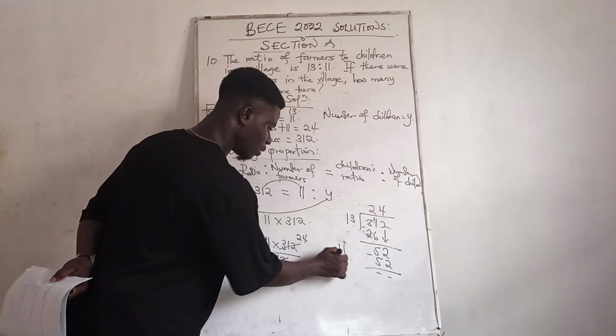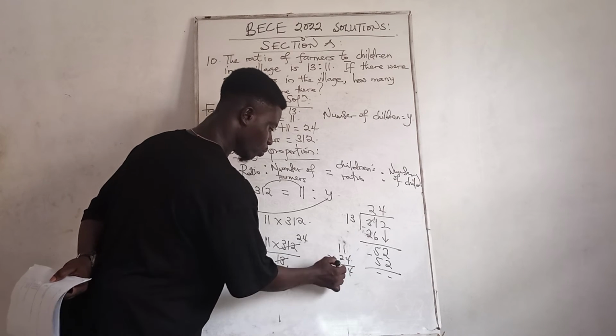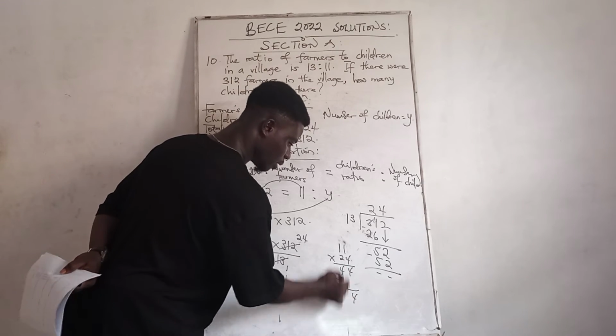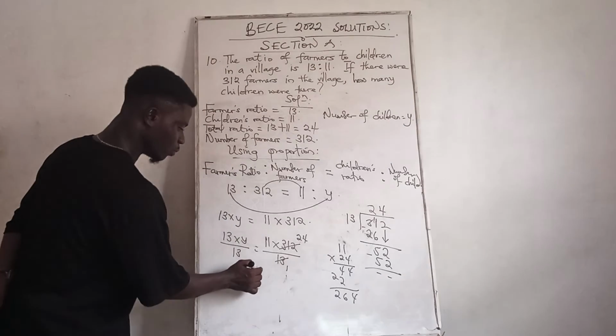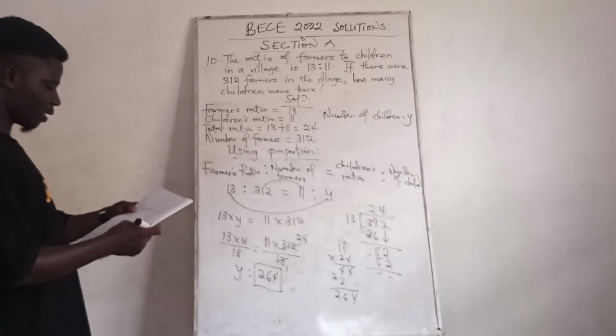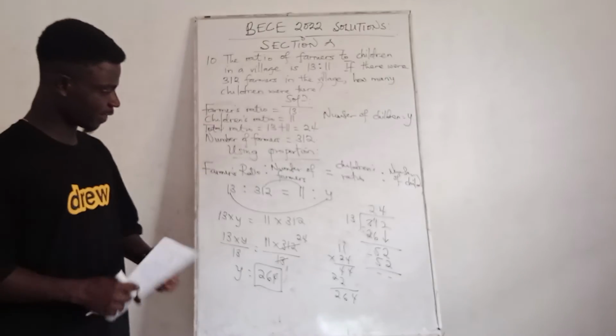24. So 11 times 24. 4, 1, 4, 4, 1, 4, 2, 1, 2, 2, 1, 2. Here we get 4. Here we get 6. Here we get 2. So we get 264. We get 264 here.